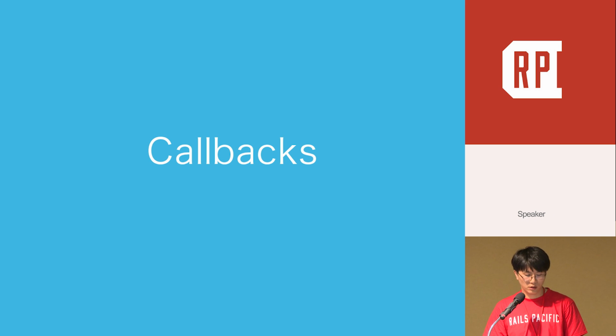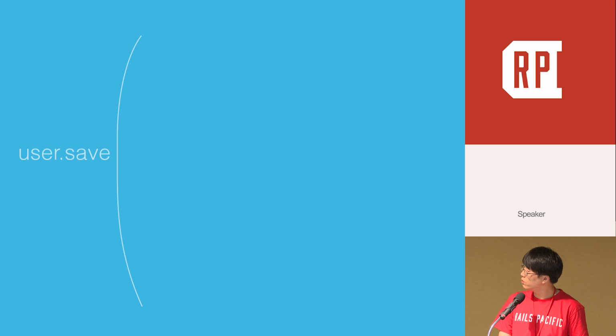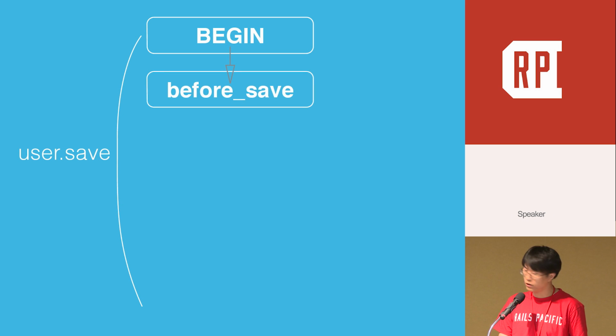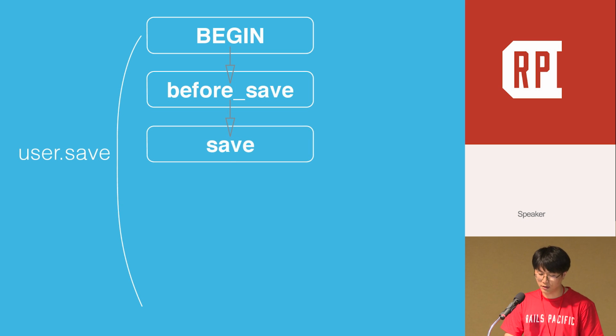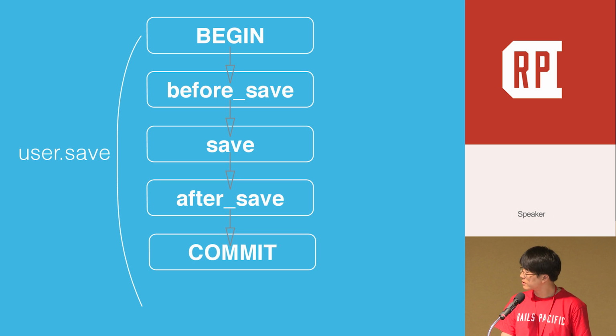When save and destroy are called, they are automatically wrapped in a transaction, and the callback chain will be like this. When we try to save the user, it will start with the begin statement of the transaction, and then run the before_save callback. The third step is the real save step. The fourth step is the after_save step. And then it's the commit statement. So when after_save is called, the transaction is still not committed.